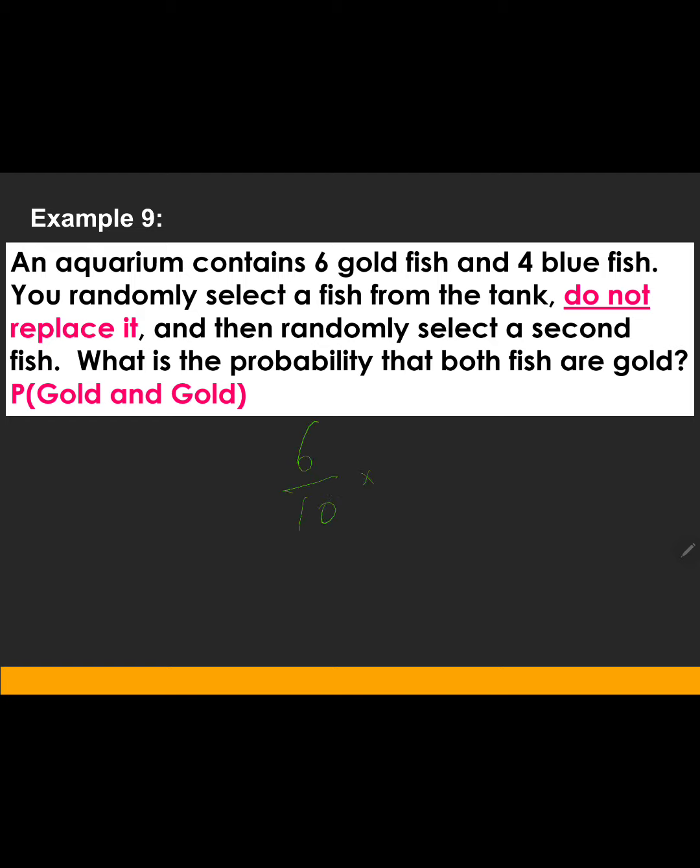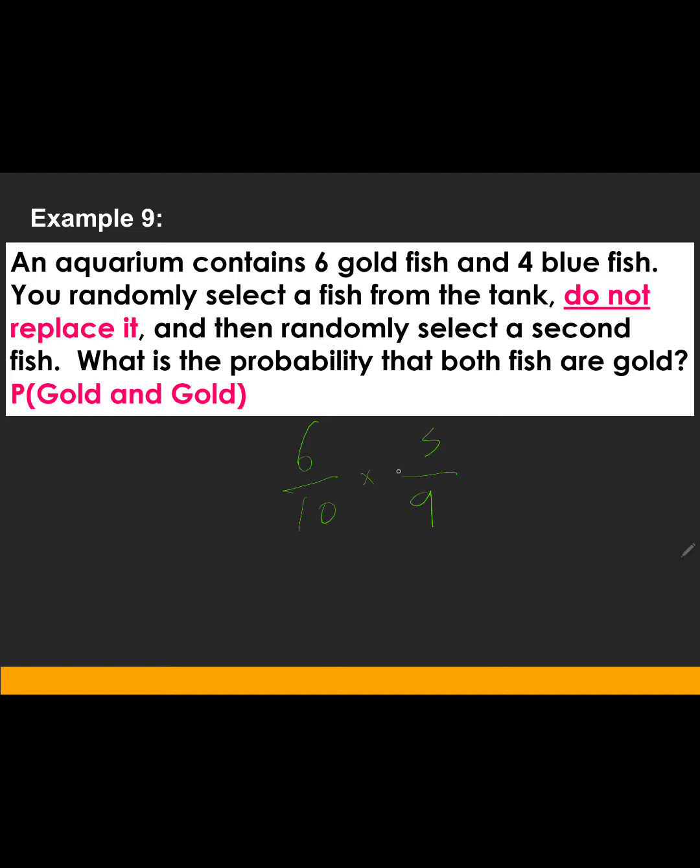Then the second one is going to be another gold. The denominator, we said we decrease. What about the number of fish that remains? Am I going to write 6 again? No, because I already chose one and the one that left the tank. So this is going to be now 5 over 9. 6 over 10 times 5 over 9.